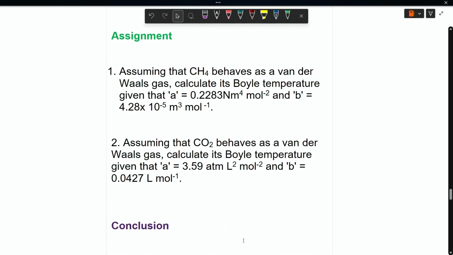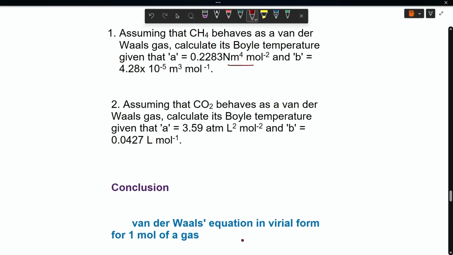Now, I am giving 2 assignments for the next class. Assuming methane behaves as van der Waals gas, calculate its Boyle temperature given that A is equal to 0.2283 newtons meter raised to 4 mole raised to minus 2 and the value of B equals 4.28 times 10 to the power minus 5 meter cube mole inverse. See, this is in SI units. You will have to take the value of R in SI units.